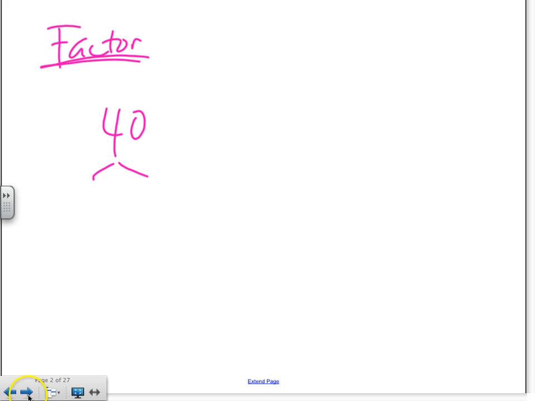Let's list them out again. 20 times 2. The other one is 40 times 1. We have 8 times 5. And of course, we have what? 10 times 4. Right? So these are the 4 combinations we came up with. But do you also notice that you're not able to come up with a different combination every time? Is there a way to see it?